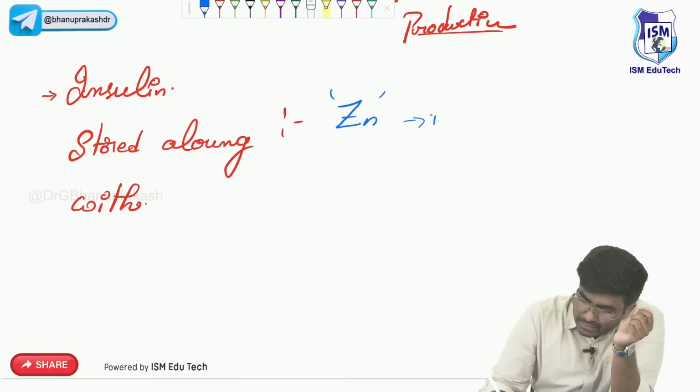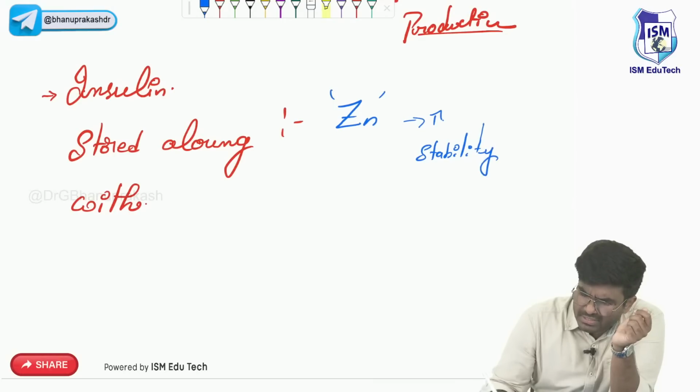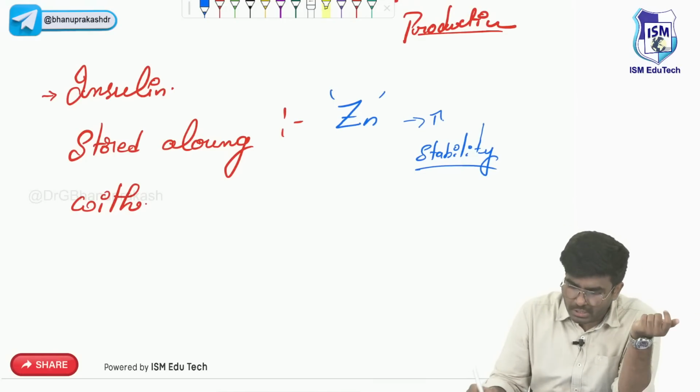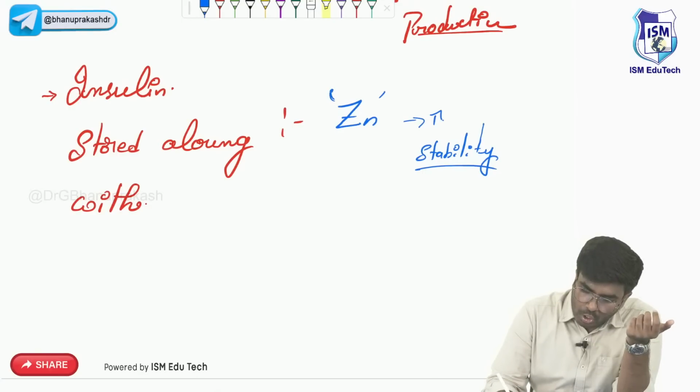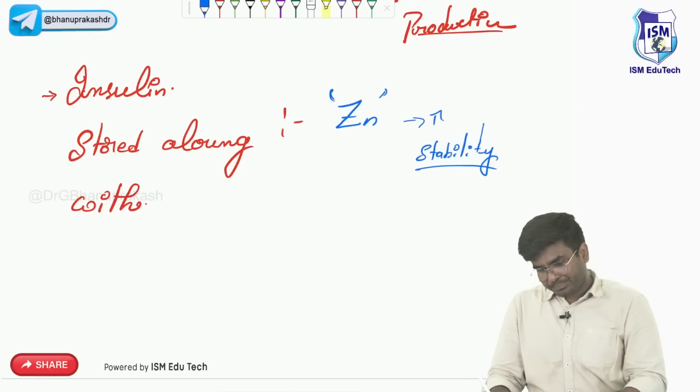Why? Because zinc increases the stability. Insulin is a protein, right? It cannot easily undergo denaturation. To increase the stability, insulin is stored along with the zinc ions inside the vesicles.